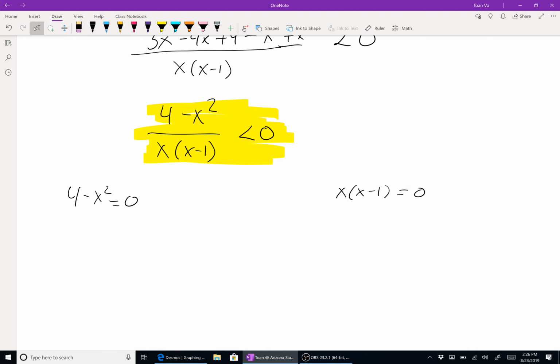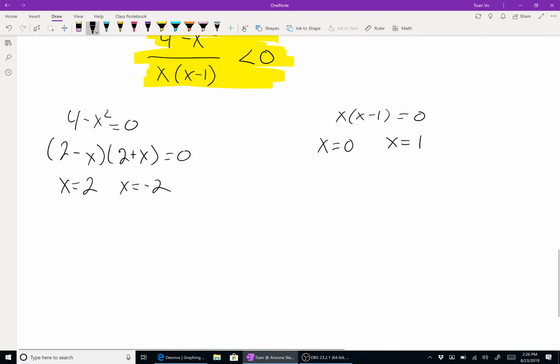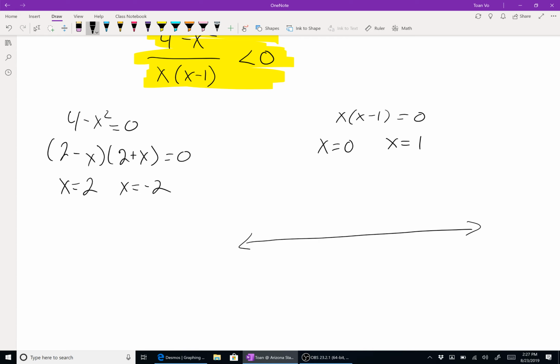The left equation, you guys see they're perfect squares, difference of perfect squares, factorable. Geez, whoever made this example wanted it to work. So x equals 2, x equals negative 2. And this guy here is x equals 0 and x equals 1. All right. Sign diagram time. Plot your numbers: negative 2, 0, 1, 2.